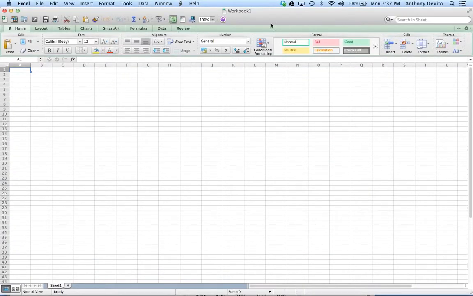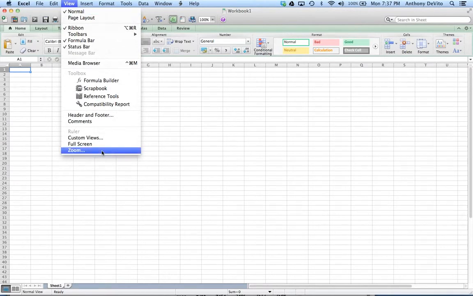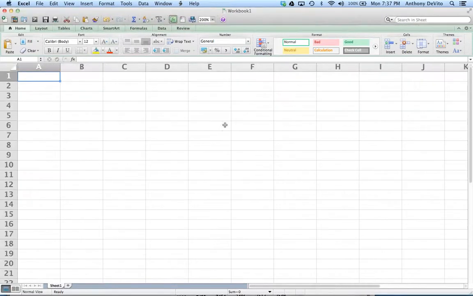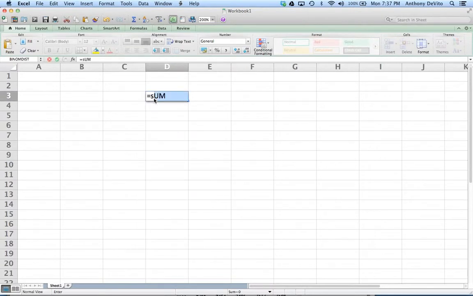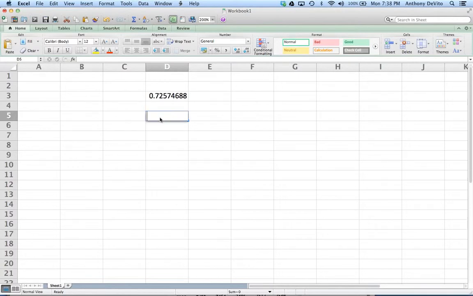Let me blow this up. View. Okay, and I'm going to say equals NORM.S.DIST, parentheses. It asks me to provide the z-score for the value, the area that I'm looking for. So I'm going to write in 0.6 and close parentheses. And it comes up with the area to the left of that point, 72.57, the same number that we got before.